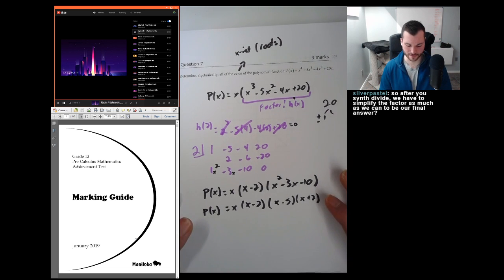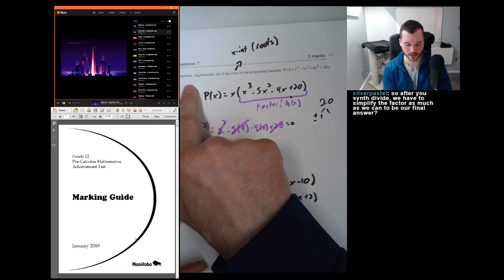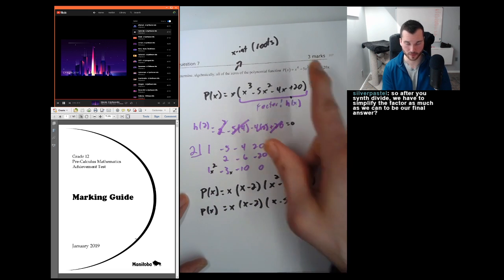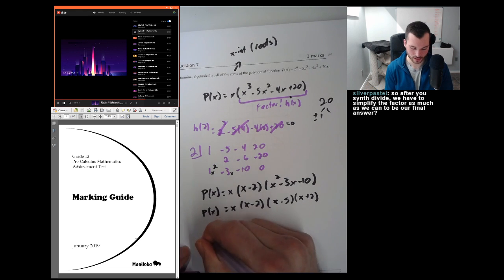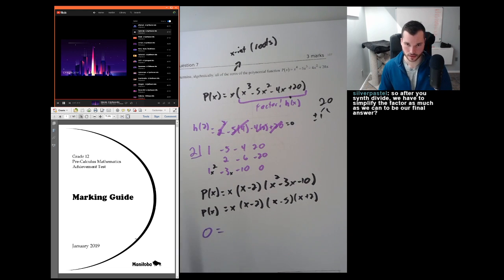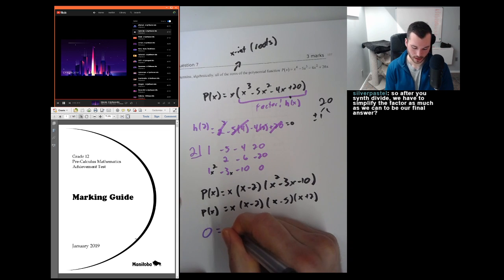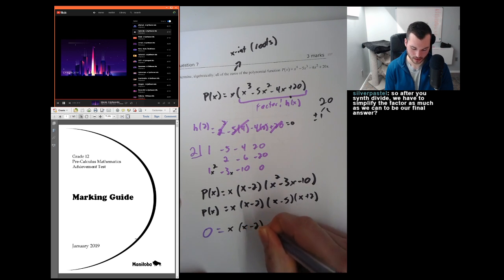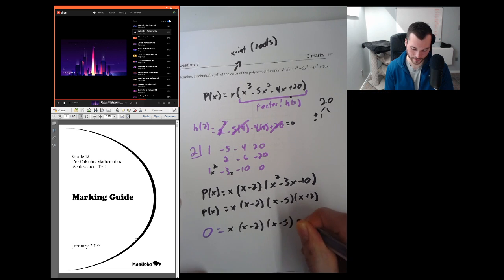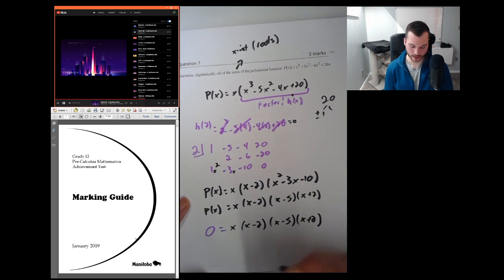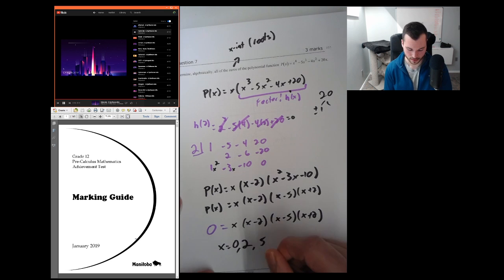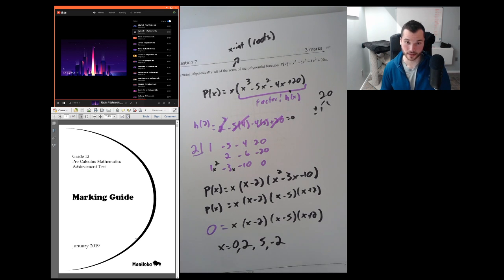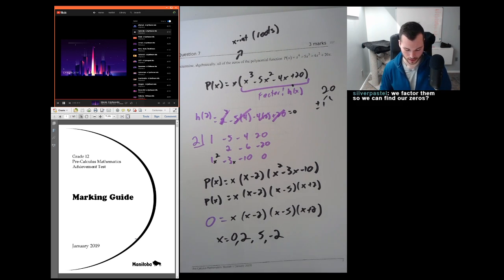The last thing that we have to do here is, remember it's saying determine algebraically all of the zeros of the polynomial. So if we're determining those zeros, we got to go 0 equals x minus 5, x plus 2, and then x equals 0 from that guy, 2 from that guy, 5 from that guy, -2. These are considered all of the zeros for x.